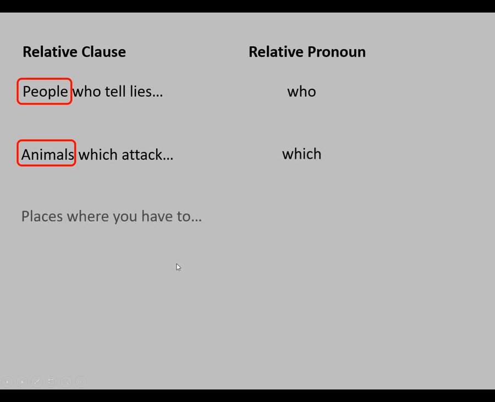The third example is places where you have to wait. So this is about places, and the relative pronoun that describes places is where. So we use different relative pronouns for different kinds of words that we need to define. When you are defining people, we can use who. When you are defining animals, you can use which, or when you are defining places, you can use where.